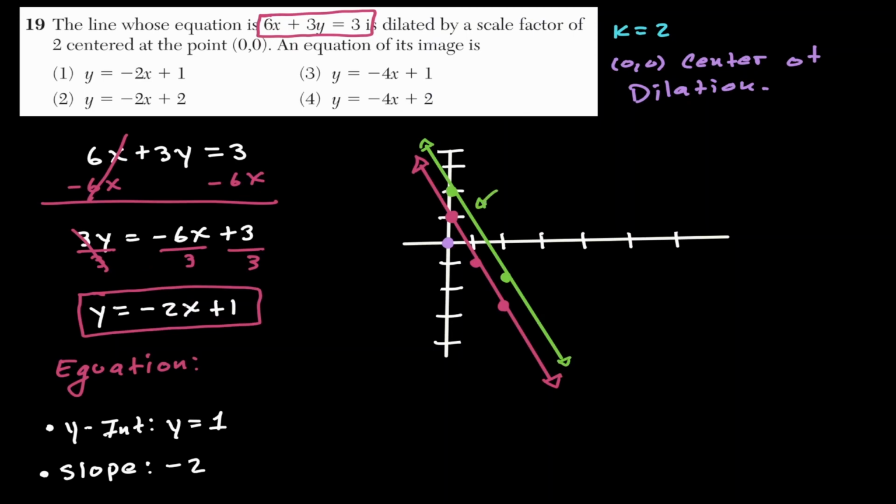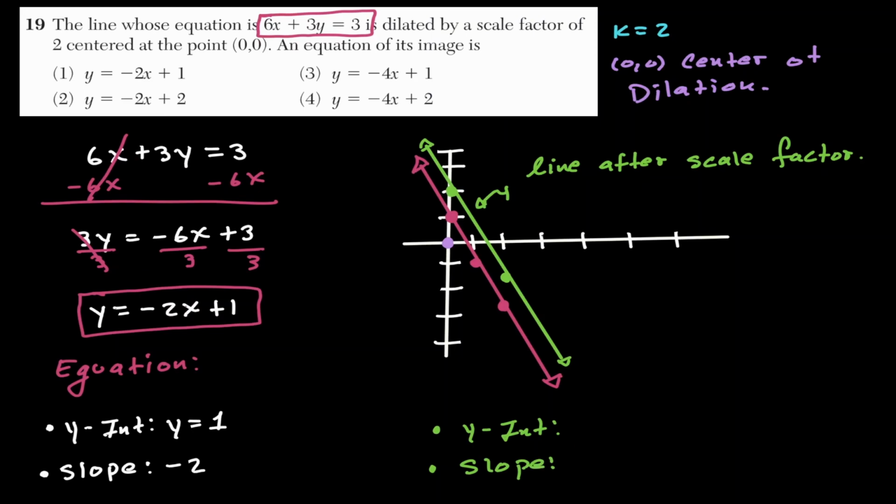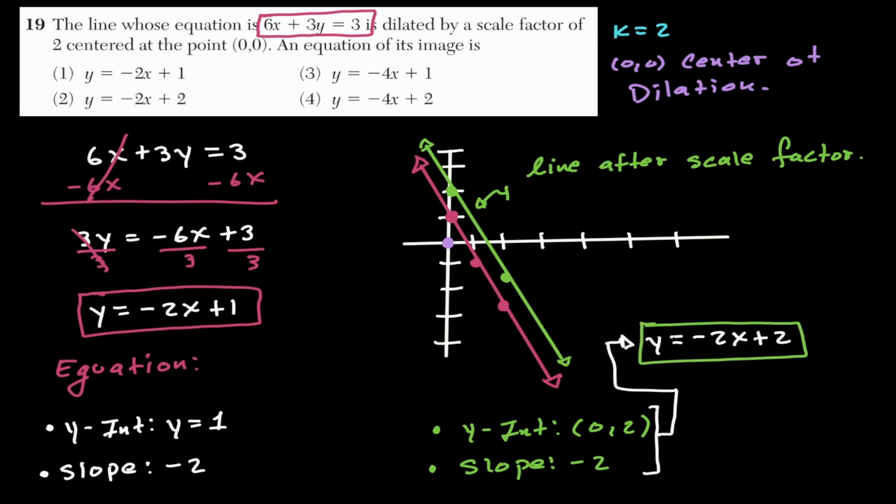So this line that we have here in green is the line that we were given after a dilation of a scale factor of 2. Well, let's identify two key properties of this new line, the y-intercept and the slope. Notice that the y-intercept is at the value of (0, 2). And when it comes to the slope, we will always have the same slope as the line that we were given, -2. Now when we combine these two ideas, we're going to have y equals -2x plus 2. This is going to be the equation after our dilation.